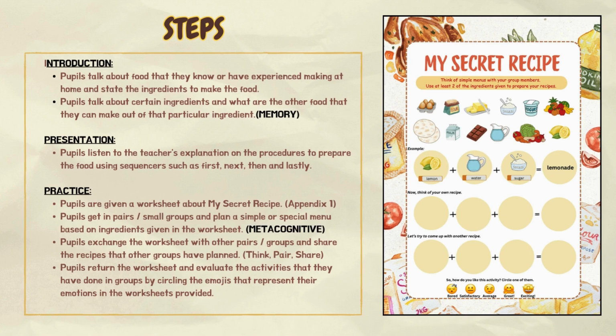This will help pupils to recall back the food that they have learned in the previous lesson or reconnect their personal experience of making food at home. Next, pupils talk about certain ingredients and what are the other food that they can make out of that particular ingredients. For example, flour in making waffle and flour can be also used to make pizza.